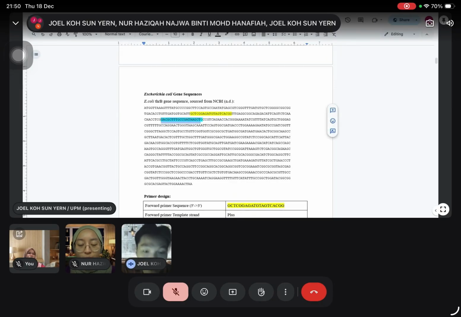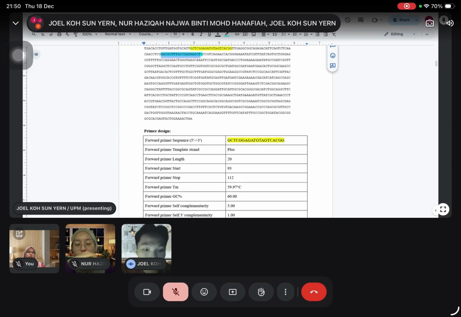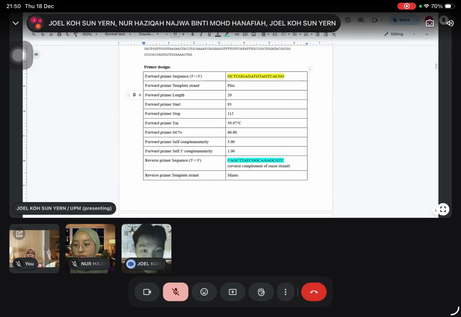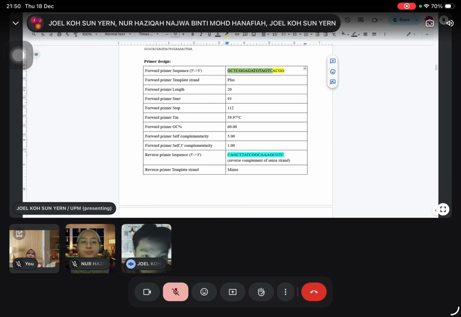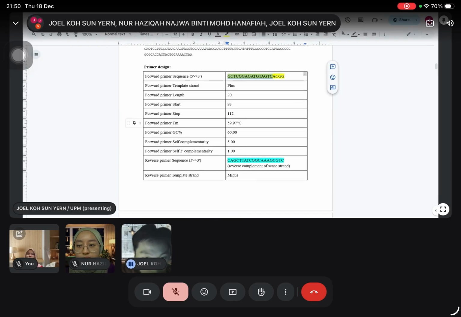So for the forward primer, we have this sequence. It is around 20 base pair, and we have the reverse primer over here. It is also around 20 base pair. The melting temperature is around 60 degrees Celsius, and the forward primer GC content in percentage is 60%, and the length is 20, as I mentioned. This is a little bit of the information for the forward primer.